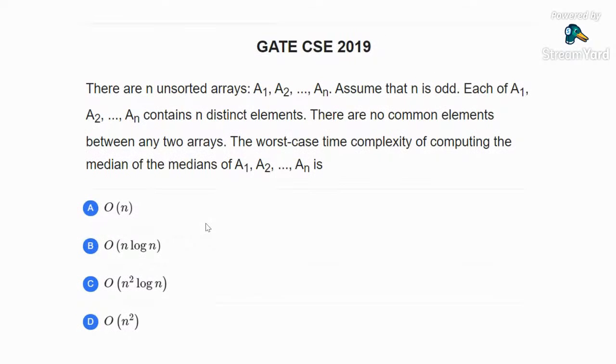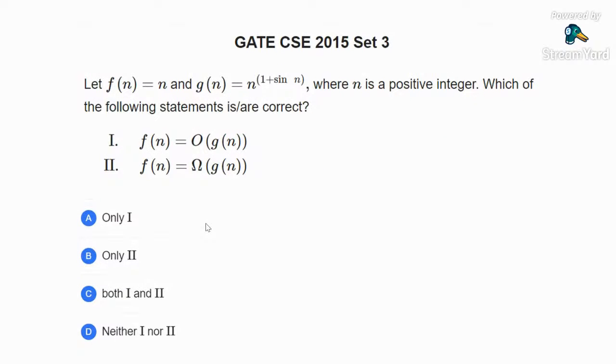See one more example. Or before this, we can take this example. See, this is a very interesting example. F of n is equal to n and g of n is equal to n to the power 1 plus sine n, where n is a positive constant. Which of the following statements is correct? Now see what is the range of sine n. Sine theta is ranging from -1 to +1. Suppose if it is -1, then 1 minus 1 will be 0 and n to the power 0 will become 1. Is it? So this is n and this is 1.